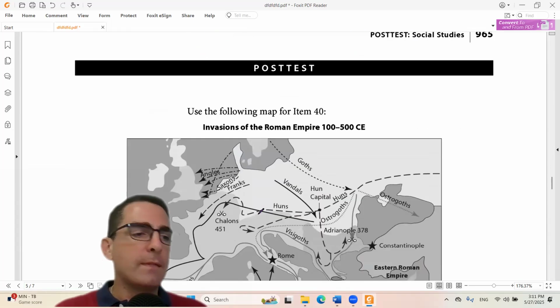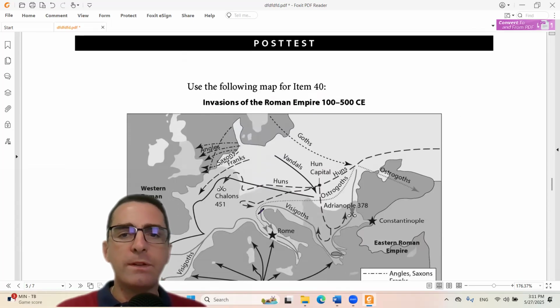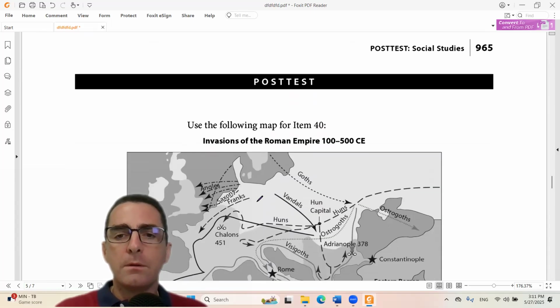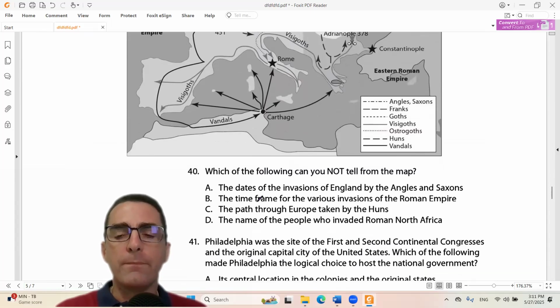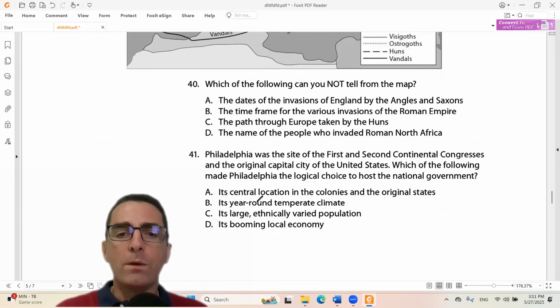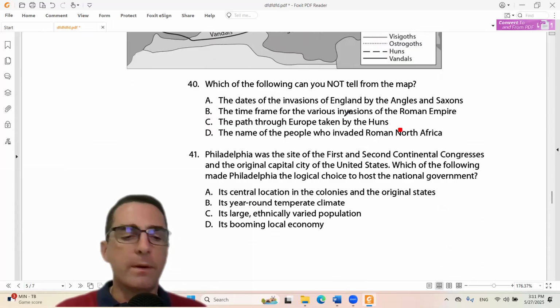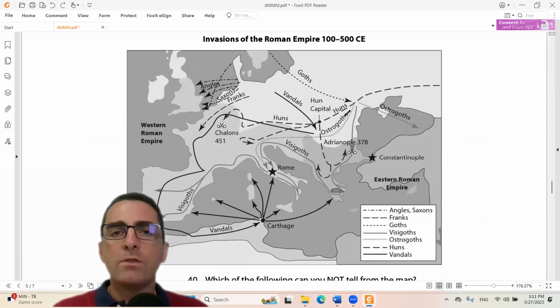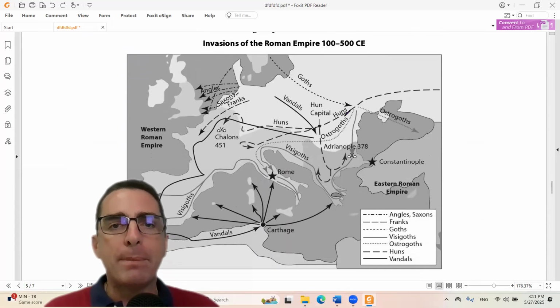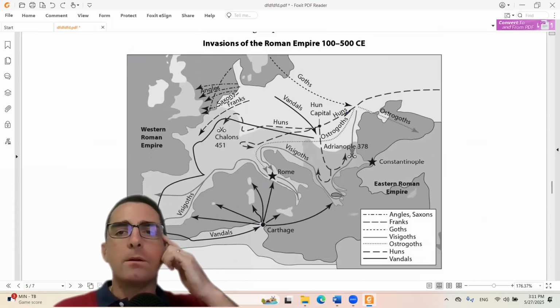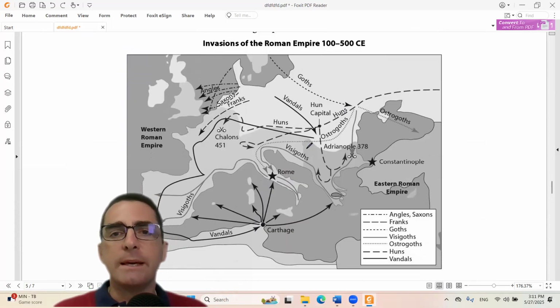Okay, we'll move on. Last question, I believe. Is that it? No, that's it. Or is it? No, it's not. Question 40 and 41 as well. Oh, we have a few more. Sorry, I'm getting ahead of myself. Question 40. What do we got? Map again. Invasion of the Roman Empire, 100 to 500 CE.